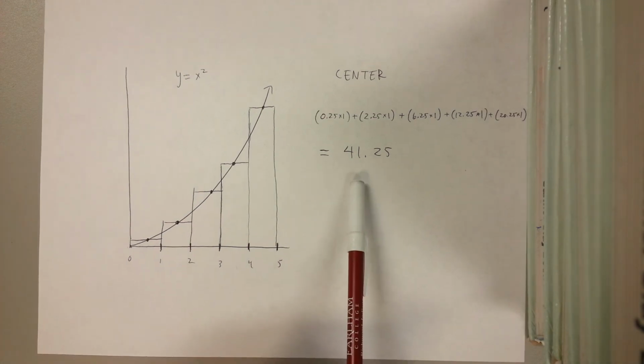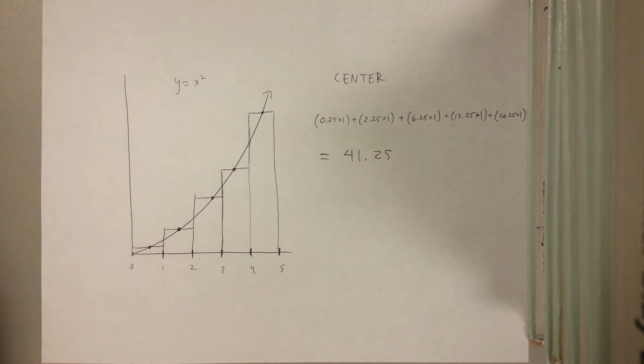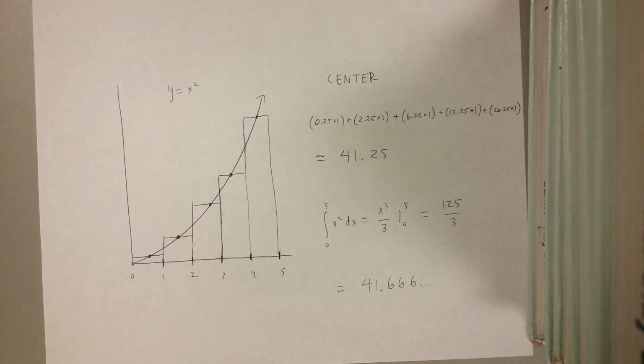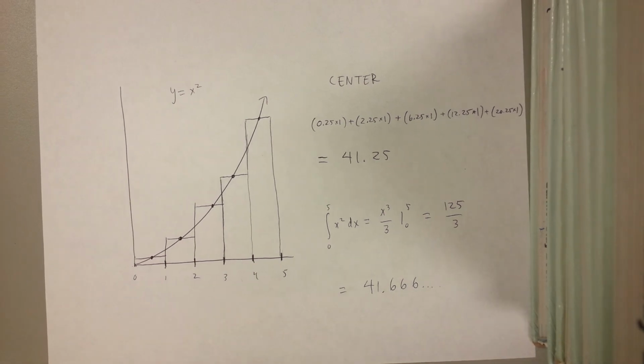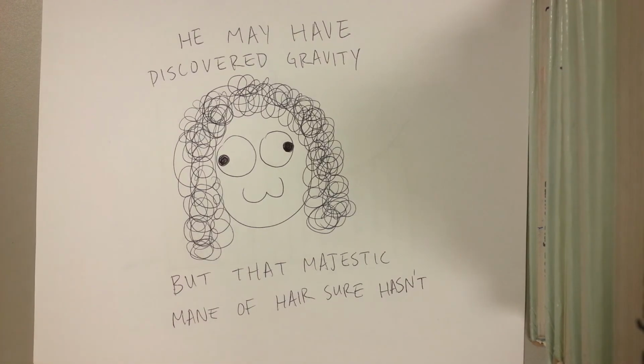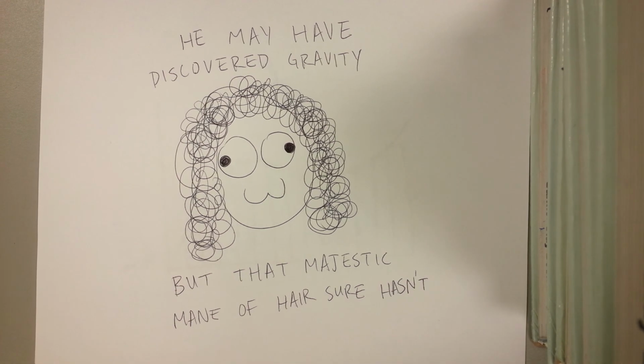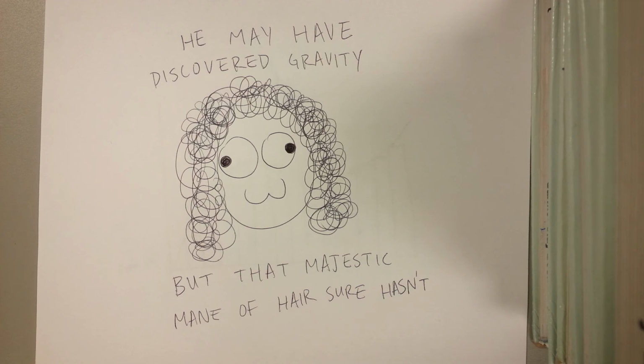This gives you 41.25. If you integrate this function for its exact value from 0 to 5, you get 125 over 3, which is 41.666 repeating. As you can see, the center Riemann sum gets pretty close. It's less than 1 off. However, it's still not the exact value. As you can see, Riemann sums are kind of like Isaac Newton's hair. You can approximate it, but you'll never replicate it. You'll never find the exact value of the area under the curve.